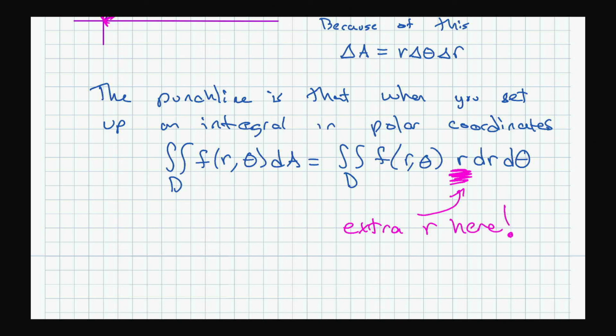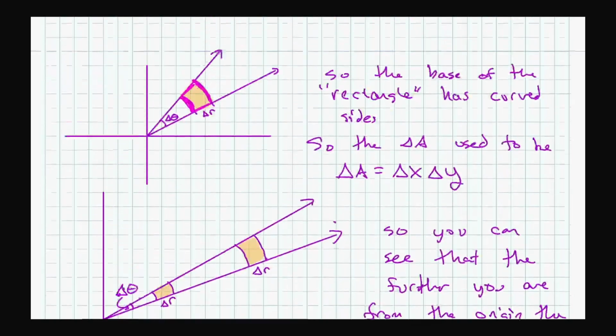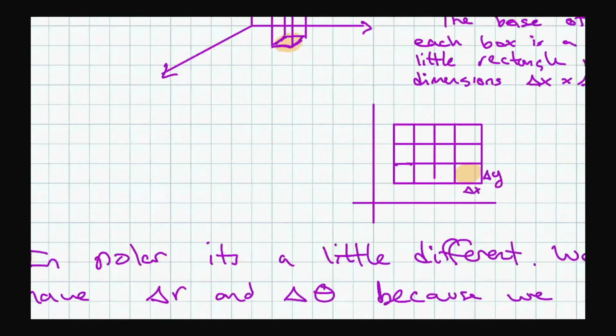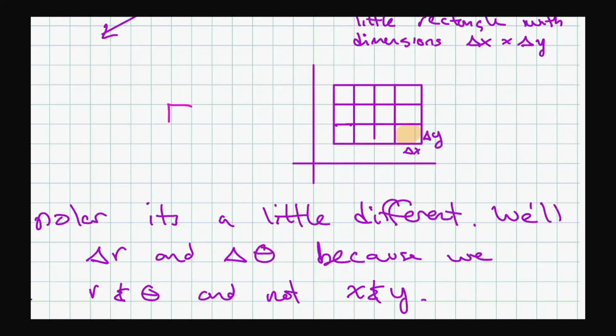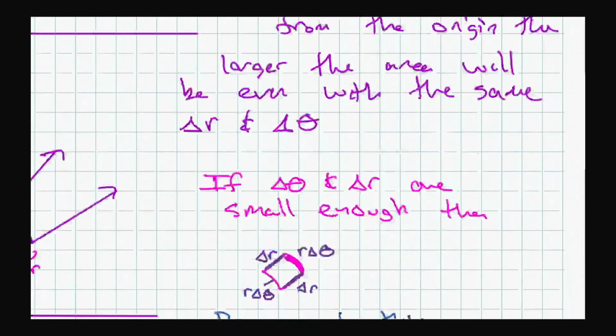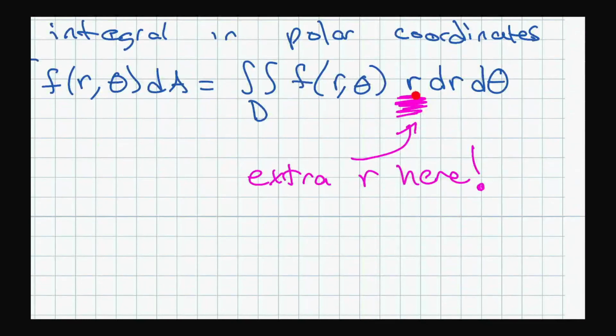And the reason for that is basically what we just drew here. When you're in Cartesian coordinates, you have a little box like this, and it's delta x by delta y. But when you're in polar coordinates, you have little boxes like this, and they are delta r and r delta theta. So basically, this has an extra r compared to this, and that shows up in your integral as part of the dA.